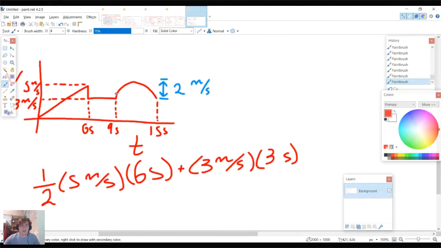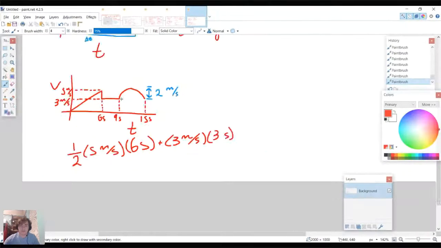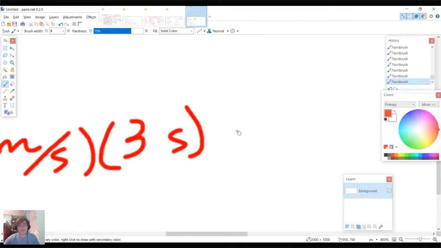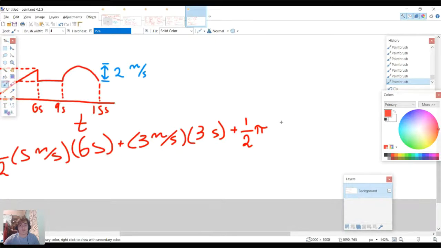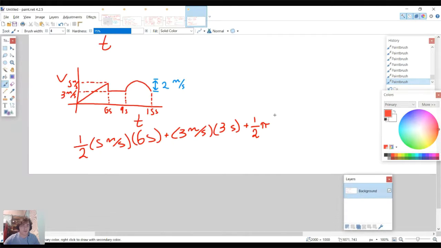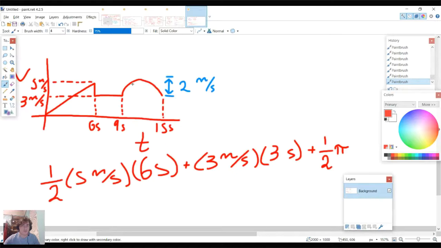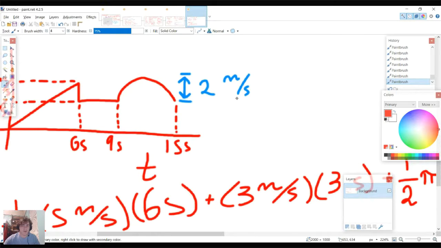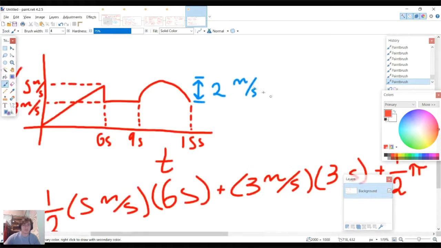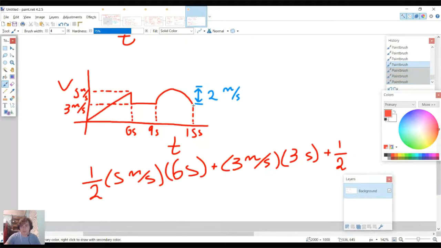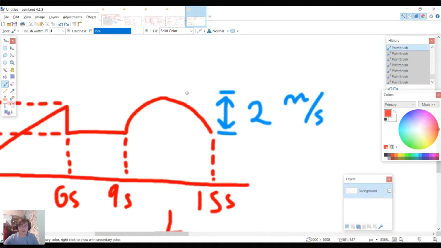And then we have a semicircle here, and the area of a semicircle is 1/2 pi r squared, and we know r is just 2 meters per second. So it'd be 1/2 pi times the radius squared, which would be, no, it doesn't seem right. Yeah, it's not right. Never mind. We're gonna ignore the semicircle part, because it's kind of weird in its own little way. So we're gonna ignore this portion.